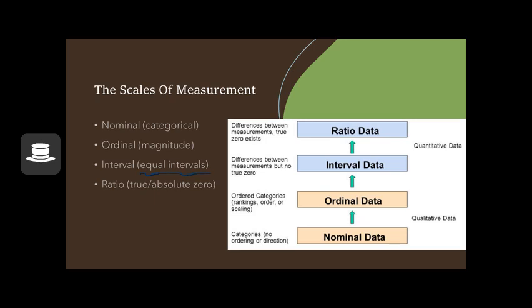So if you think about rating something on a scale from 1 to 10, how much are you enjoying this lecture? Well, one person says 5, another person says 7, and another person says 9. The difference between the person who said 5 and 7 is the same as the difference between the person who said 7 and 9, right? We're assuming that those intervals are equal.